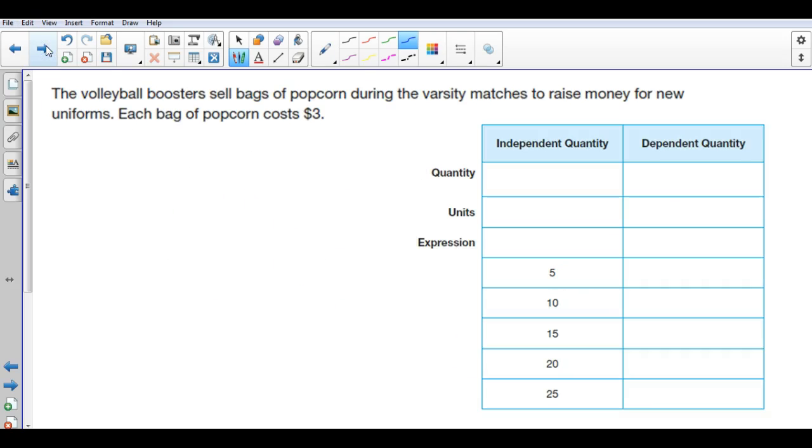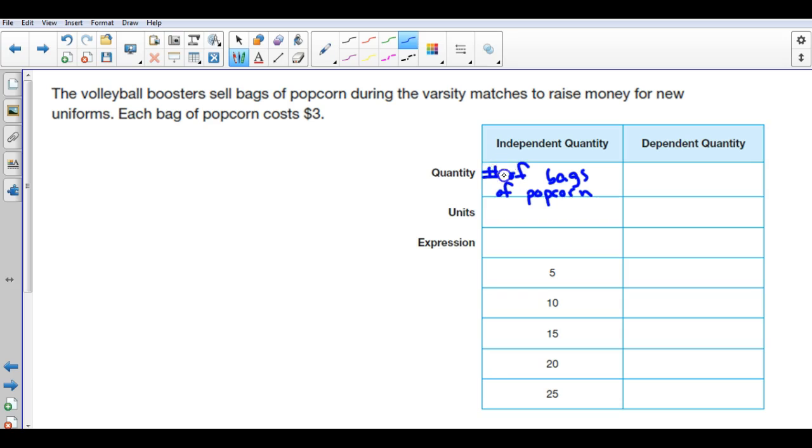Next one. Now we're going to take what we just did in the last problem and make a table out of it. We're talking about volleyball now. The volleyball boosters sell bags of popcorn during varsity matches to raise money. Very similar to the last two examples, they're selling popcorn this time. So the independent quantity, again, is the number of bags of popcorn they're selling. So I'm going to put number of bags of popcorn.